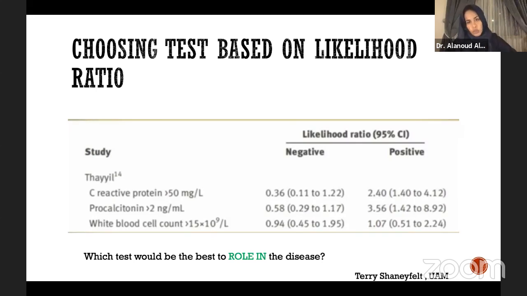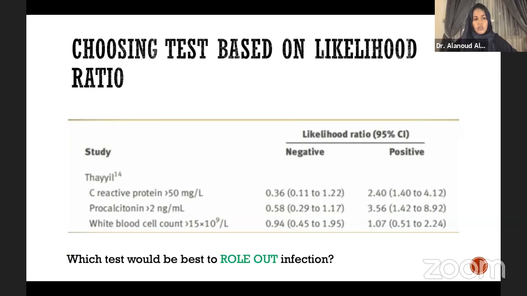And in order to rule in infection, that means your pre-test probability is high. So when a patient comes to you in the emergency room and he is septic and you are 90% sure, or your pre-test probability is high, you need to test with the high positive likelihood ratio. However, when you want to rule out the disease, that means your pre-test probability is not high, and I just want to make sure this patient has no infection, I'll go with the test with the lowest negative likelihood ratio, which is the C-reactive protein.